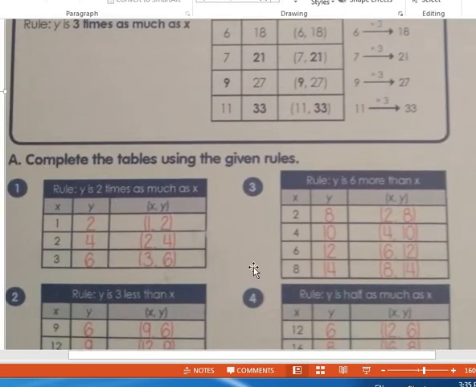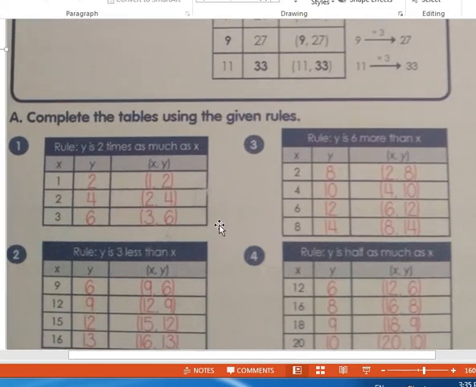Complete the table using the given rules, the same as we have mentioned before. Rule: y is 2 times. Plus or multiply? Excellent, multiply. 1 multiplied by 2 will give me 2. 2 times 2 is 4. 3 times 2 is 6. Bravo. Here, the rule is y is 6 more than. I can hear someone say multiply. No, it's plus. Excellent, it's plus.